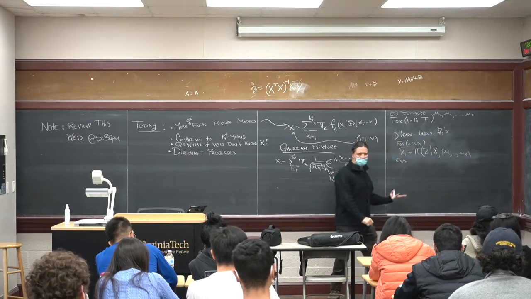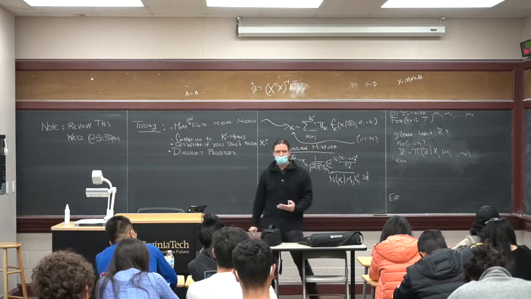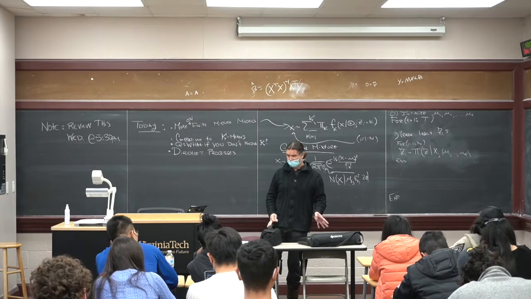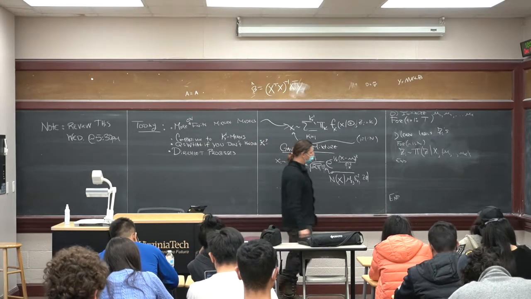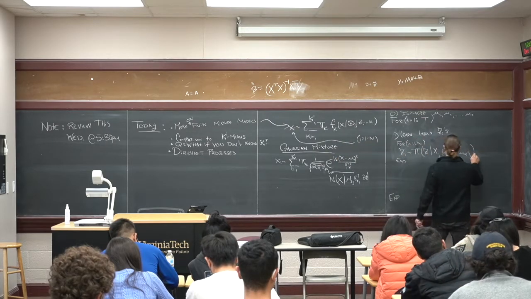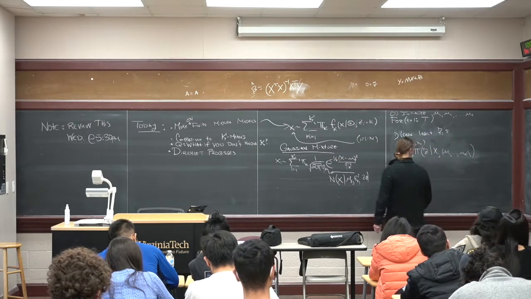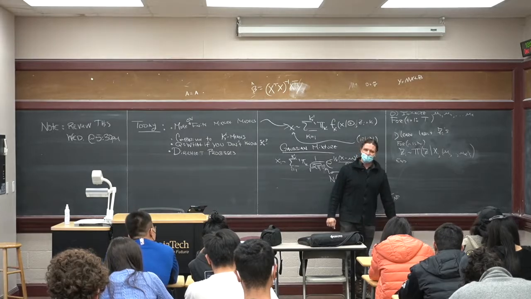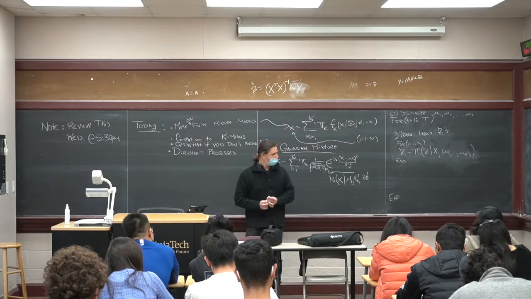I also know the sigmas, but I'm assuming that they're known, so I usually don't write them into my notation. So we'll just keep this simple. So what are your zi's again? The zi's are the labels themselves. So let's just walk through this.